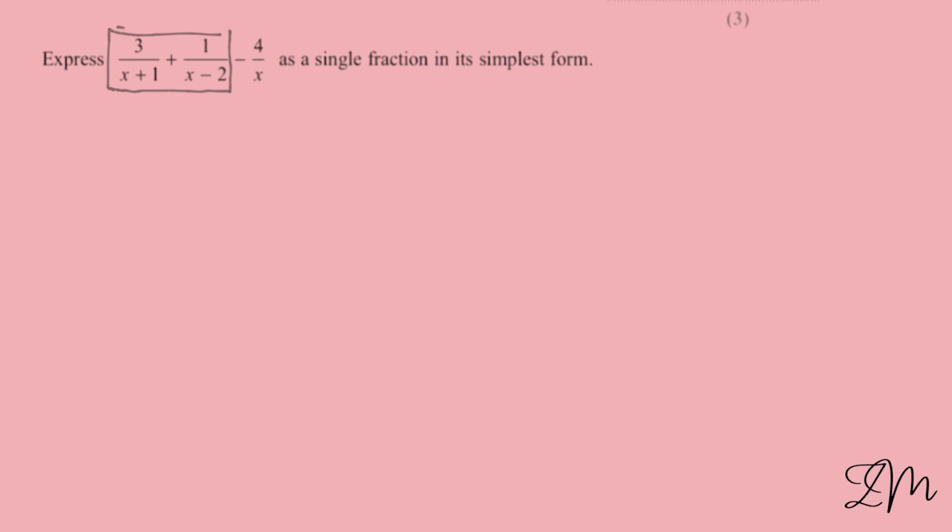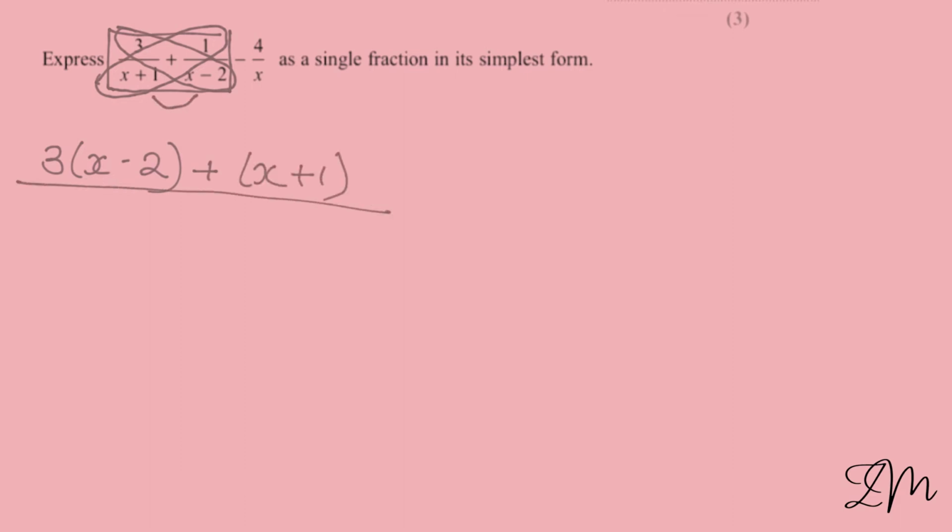So we're going to do 3 multiplied by x minus 2 to give you 3x minus 2. Then we're going to put that way around, so plus 1 lots of x plus 1 all over these 2 multiplied together. So x plus 1, x minus 2. And then all of that we're minusing 4 over x. So now what we're going to do is put that all together.